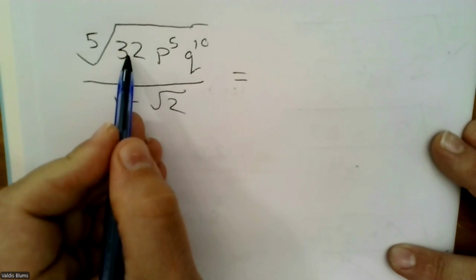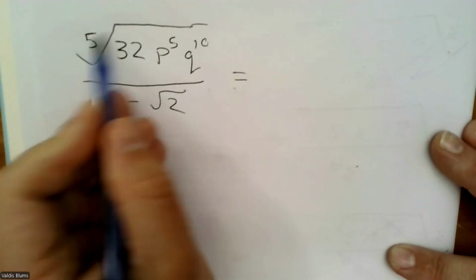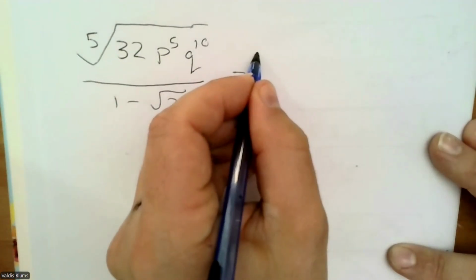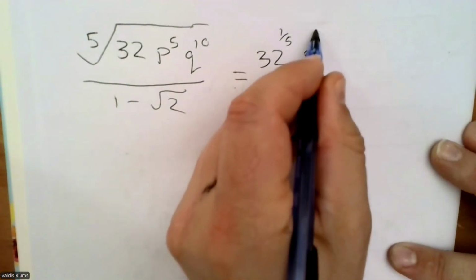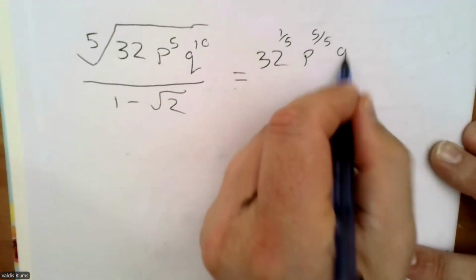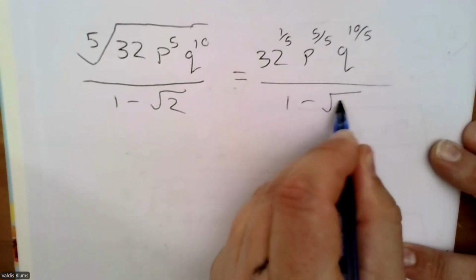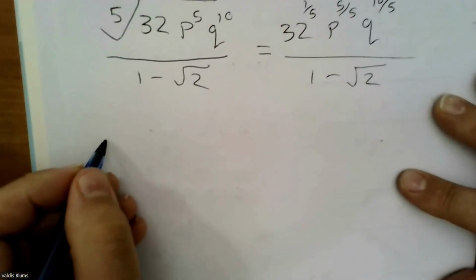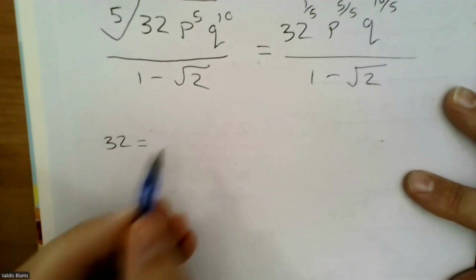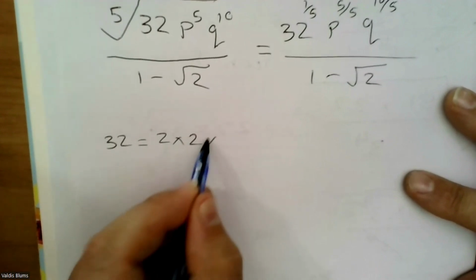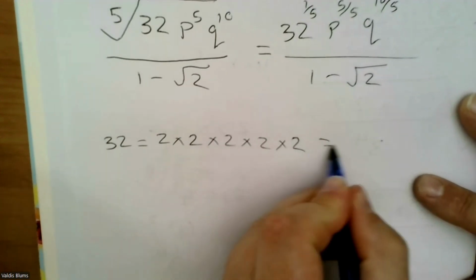So the fifth root of 32. So let's bring this into the powers of everything on the top. So we have 32 to the power of 1 over 5, p to the 5 over 5, q to the 10 over 5, all over 1 minus square root 2. Now 32 is equal to, well, it's even, so let's see if 2's going to it. 2, 4, 8, 16, 32. So we have 5 2's, so it's equal to 2 to the power of 5.